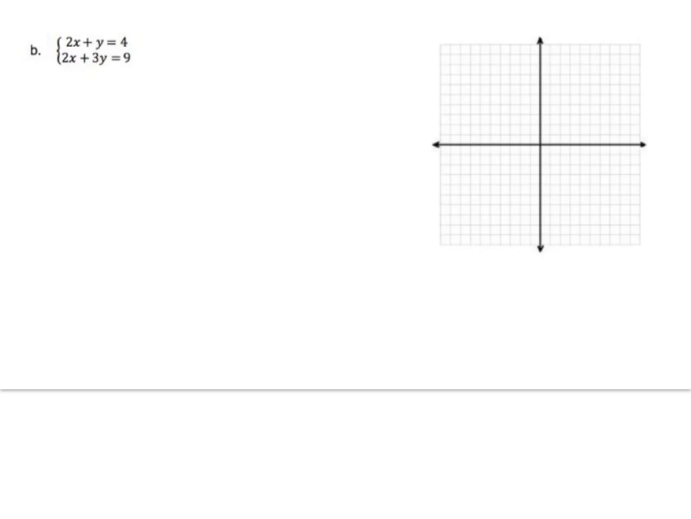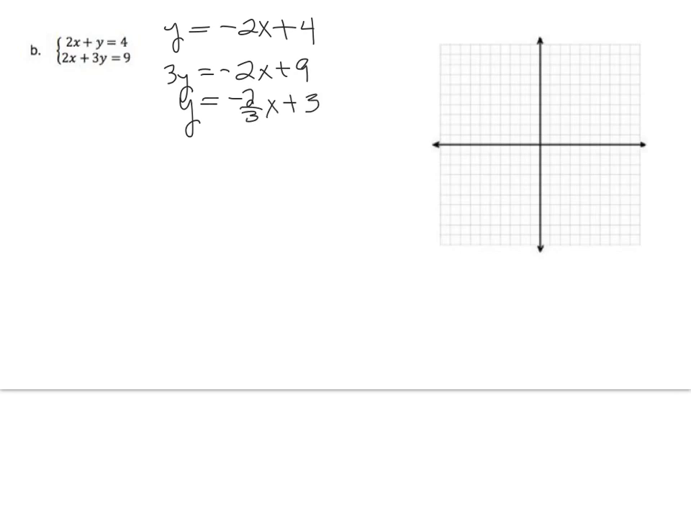Okay, letter B, solve each system first by graphing and then algebraically. Let's look to graph first. I'm going to put this in slope-intercept form. y equals negative 2x plus 4, and the second one, 3y equals negative 2x plus 9. Divide everything by 3. So I'm going to graph those two, and I'll be right back. You can graph them also. Okay, there's your graphical answer.